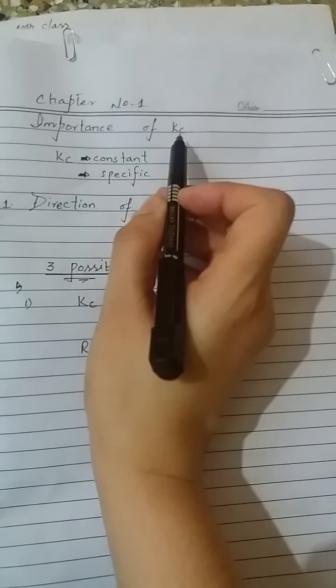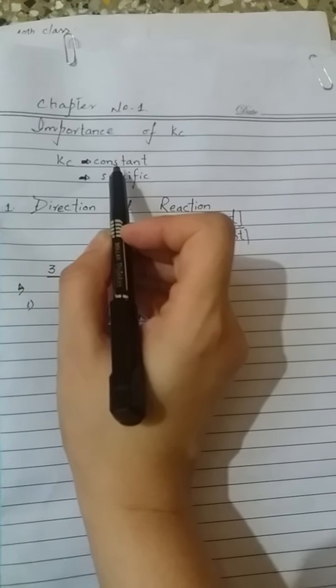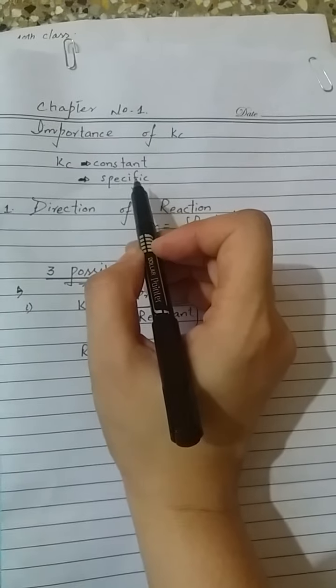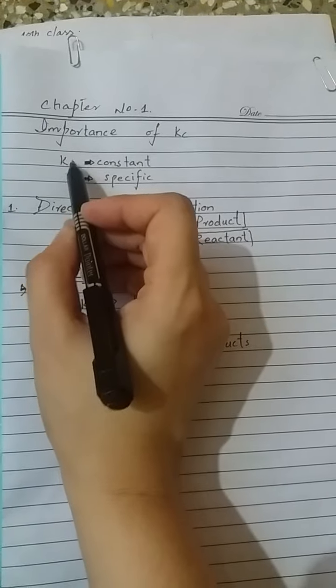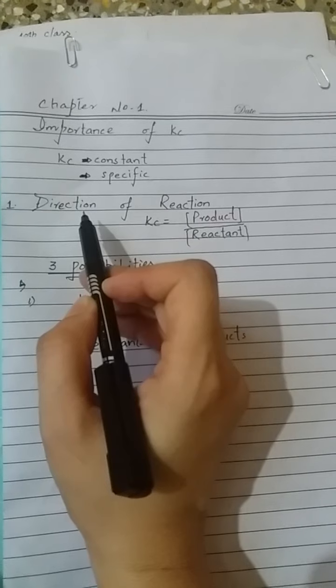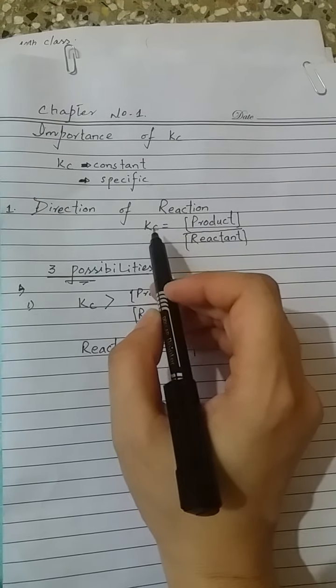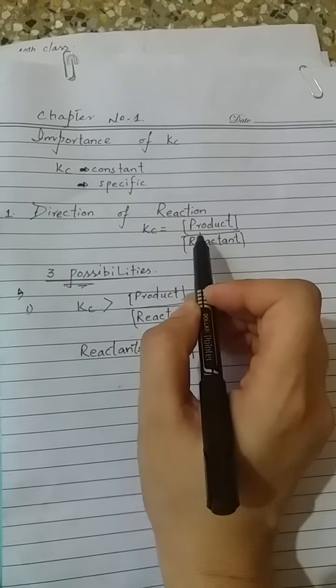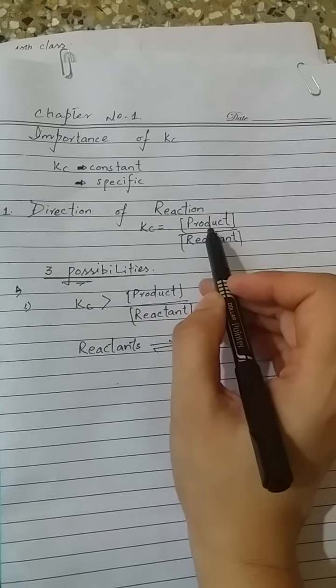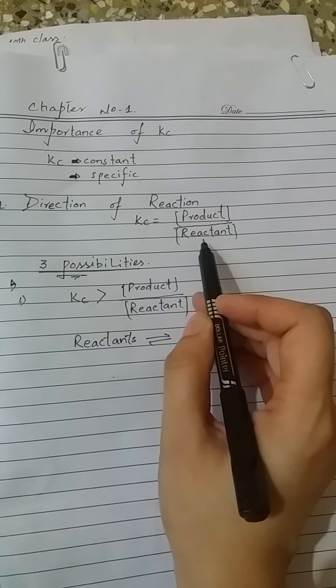Today we read about the importance of Kc, or the equilibrium constant. The equilibrium constant, or Kc, is constant for a reaction. Its value will become constant for a specific reaction, and this equilibrium constant is used to predict the direction of reaction. The prediction can take place through this ratio, as the equilibrium constant is equal to the ratio of the product of the concentration of products to the product of concentration of reactants.